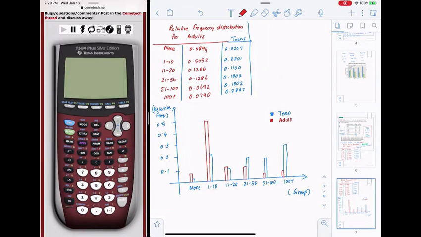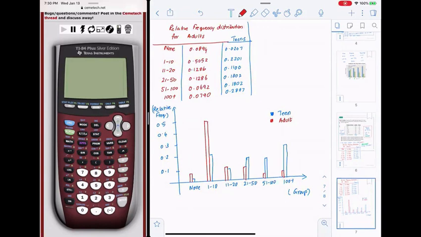What kind of inference can we make once we visualize this? Just by looking at the picture, I can conclude that the majority of adults send about 1 to 10 texts per day, because the tallest red bar is between 1 to 10, and the red bar would correspond to adults. And the majority of teens would send more than 100 text messages per day, because the tallest blue bar is for the 100 plus group.